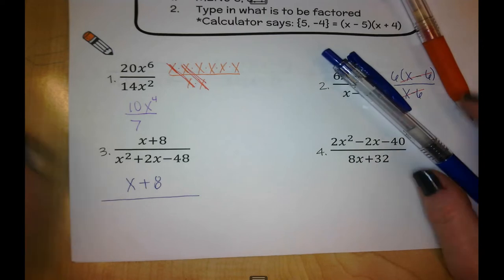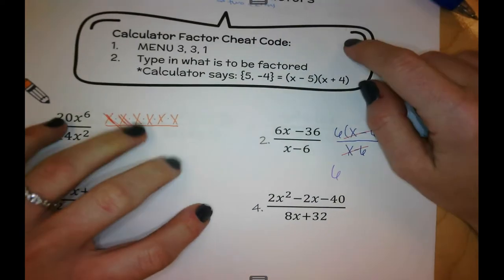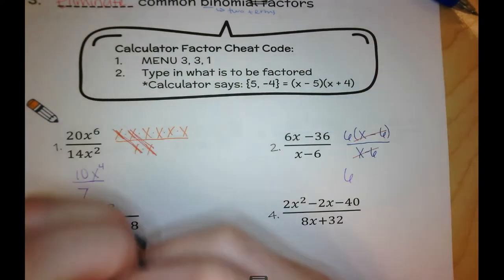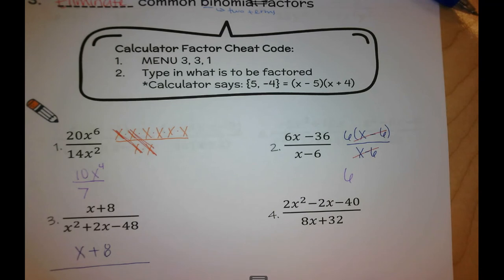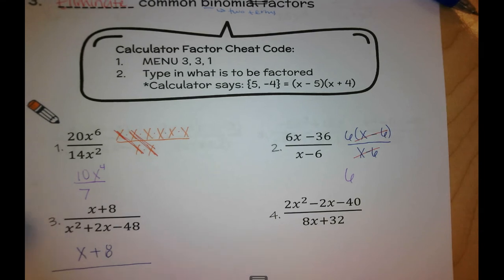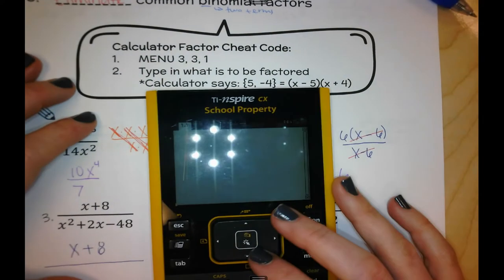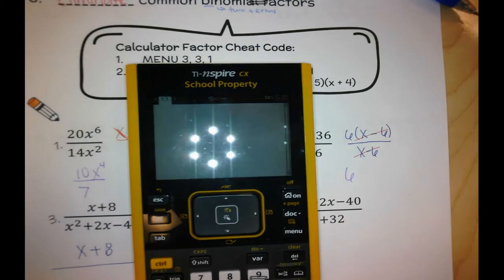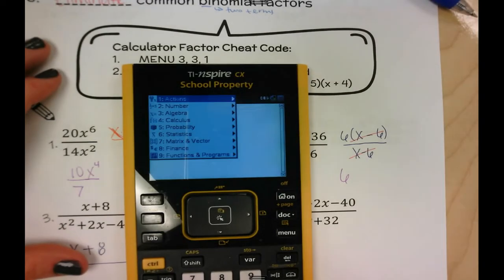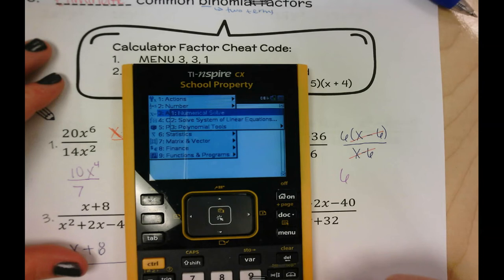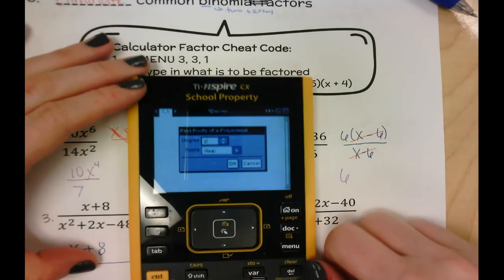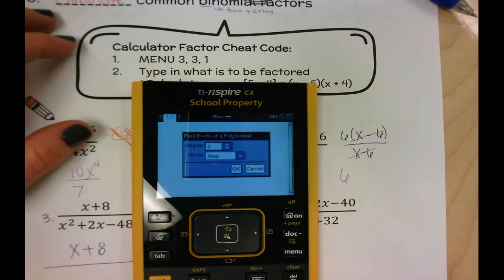Can the bottom be factored? Well, probably. So this is where this cheat code comes in handy if you have forgotten how to factor our trinomials, or if you just want to do it easy. So we are going to our calculator. Turn this off. And we are pressing menu 3, 3, 1. It says find roots of polynomial.